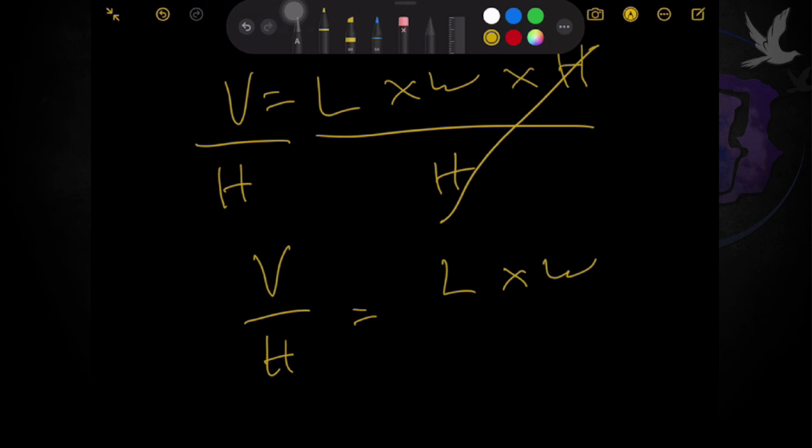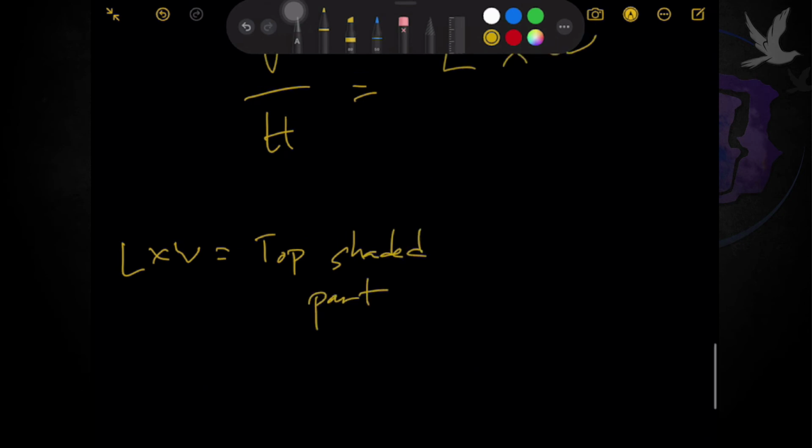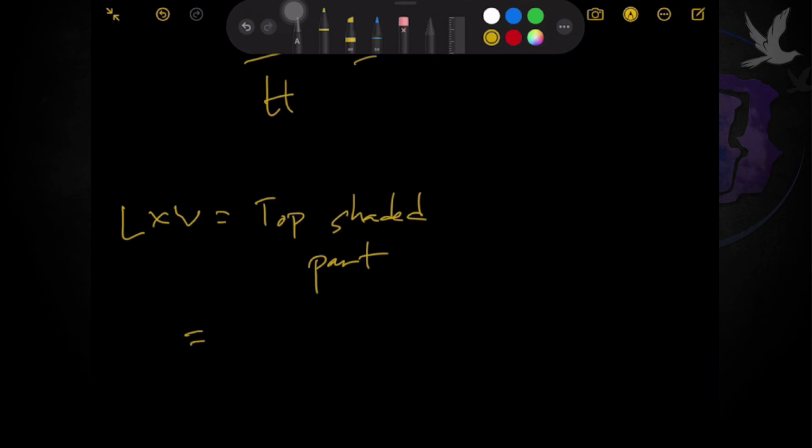And we can also say that this length times width is our top shaded part. Okay? Top shaded part yan. And this top shaded part can be written as, meaning ang L times W. Ba't hindi ko makasulat dito? Something wrong with my iPad.